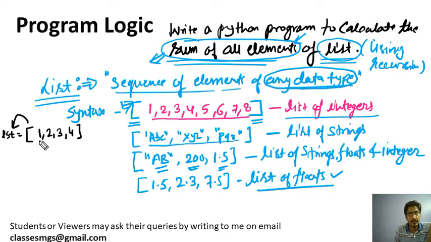Now I want to sum all the elements of this list without recursion. Let's solve this problem first without recursion, then we will go through the recursion. What is the sum of elements? Sum of elements means we will add 1 plus 2 plus 3 plus 4. So what is the sum? 1 plus 2 is 3, 3 plus 3 is 6, 6 plus 4 is 10.